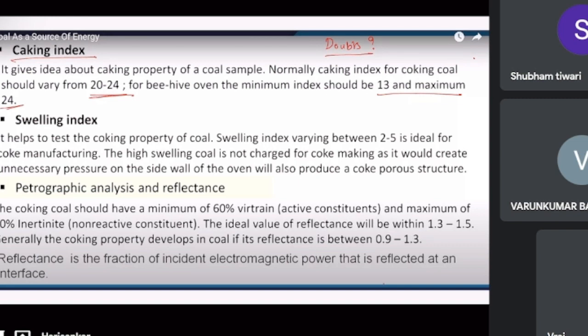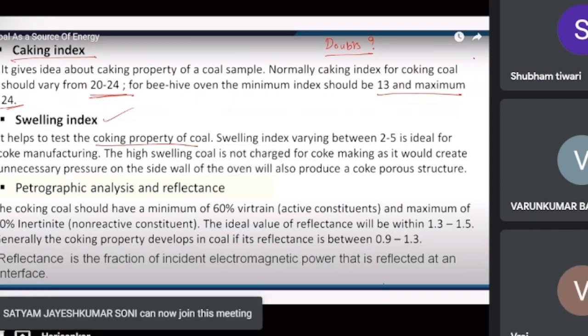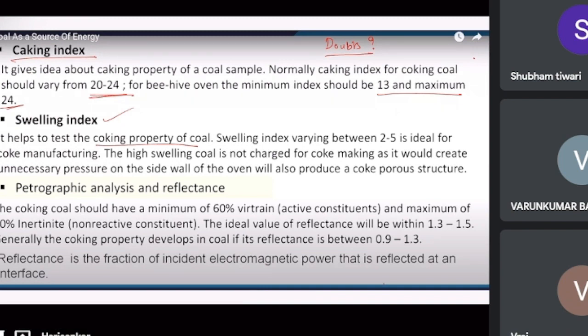Yeah. So then the next point comes to swelling index. This swelling index basically helps to test the coking property of coal. So caking index helps us look at the caking property of coal, and swelling index helps us measure the coking property of coal. Swelling index can vary between 2 to 5, which is ideal for coke manufacturing. The high swelling coal is not charged for coke making, as it would create unnecessary pressure on the sidewall of the oven and would also produce more porous coke structure.